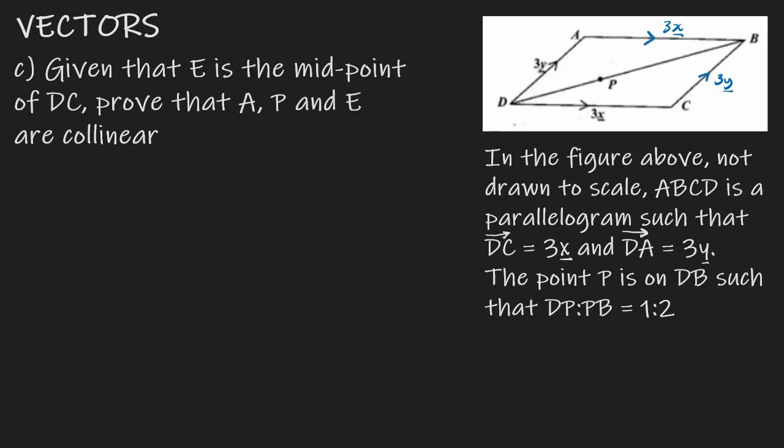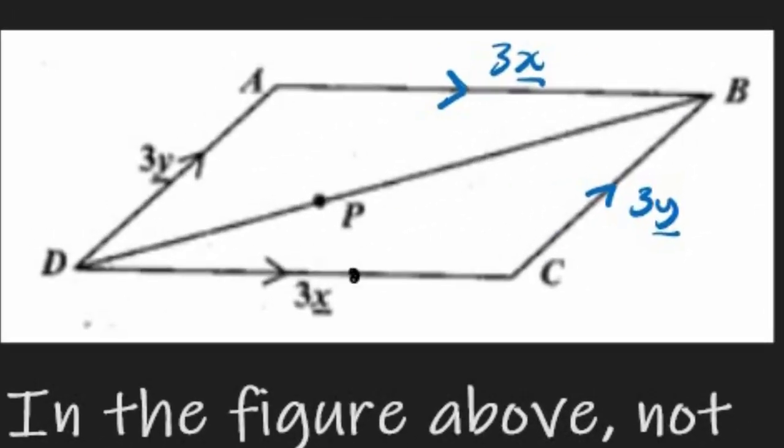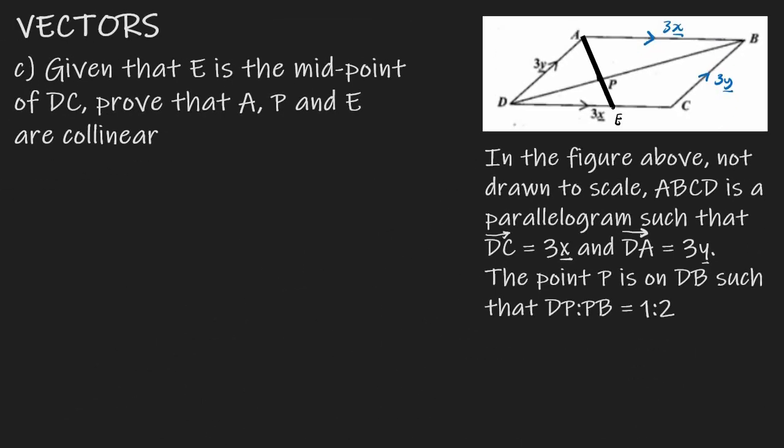Part C. Given that E is the midpoint of DC, we shall identify E here. Prove that points A, P, and E are collinear. To prove collinearity, we should be able to write one vector in terms of the other using a scale factor, and they must share a common point. I will be using vectors AP and AE to prove collinearity. Previously, we found vector AP to be equal to x minus 2y. Let us now find vector AE.